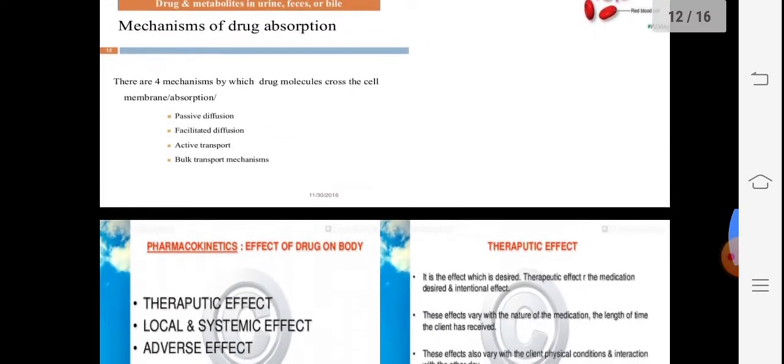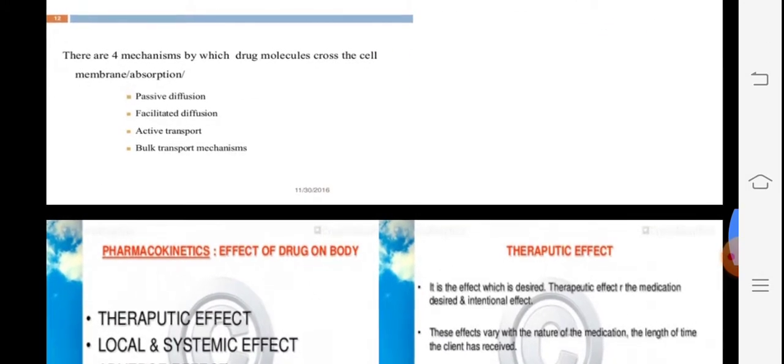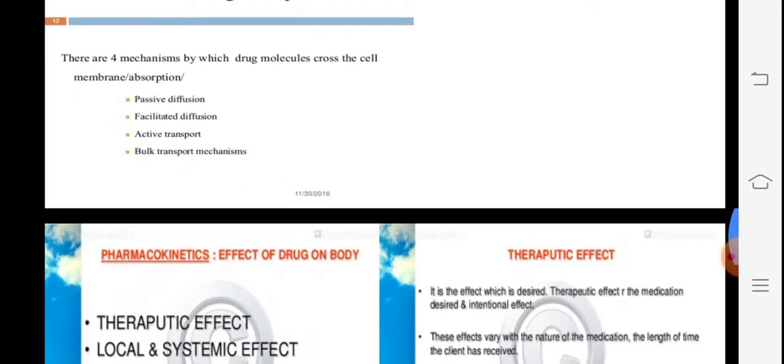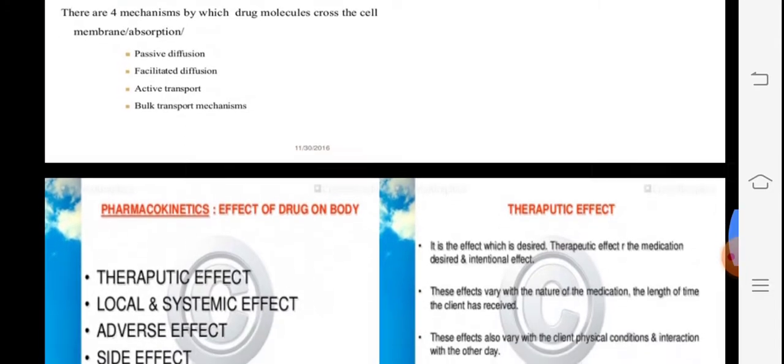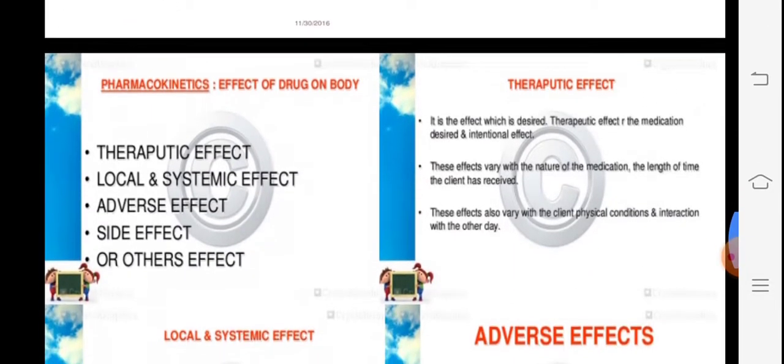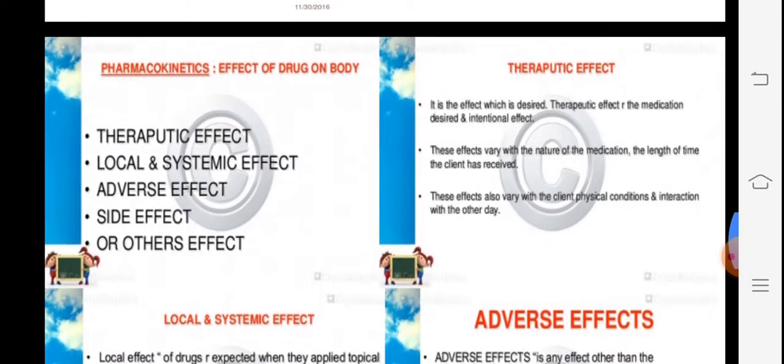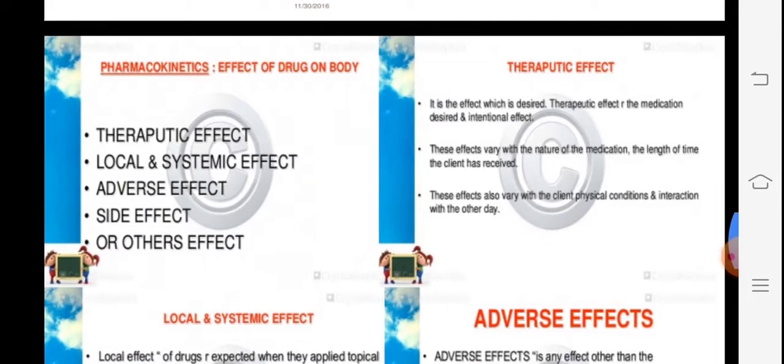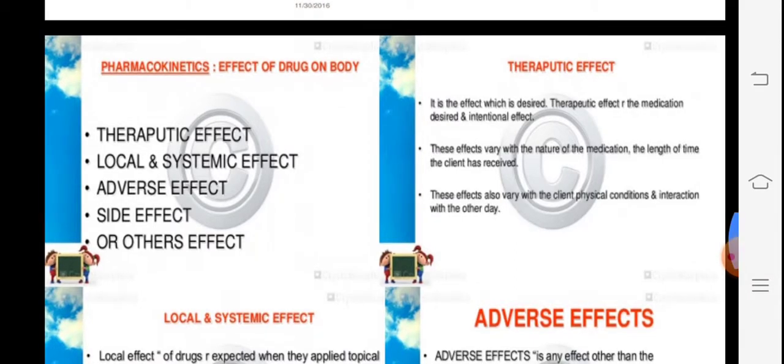Then these four mechanisms take place for drug molecules: passive diffusion, facilitated diffusion, active transport, and bulk transport. We are eating these tablets. So here they show the effect of the drug on the body as therapeutic, then local and systemic effect, and the adverse effects, side effects, and other effects.